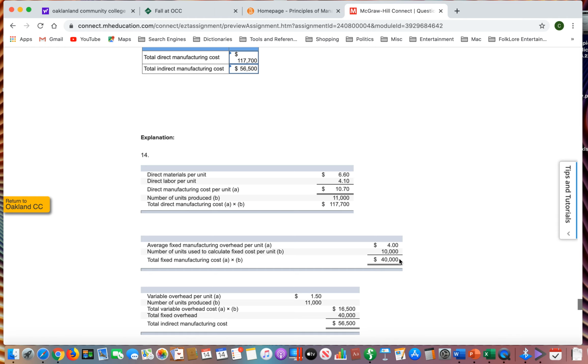Again, I don't want to confuse you here. This 40,000 stays constant because it's the total. They say within that range, your fixed cost is going to be $40,000. Within that relevant range of 8,000 to 12,500, that's going to be your fixed manufacturing overhead. Now the unit cost will go up and down, but the total fixed overhead will be the same.